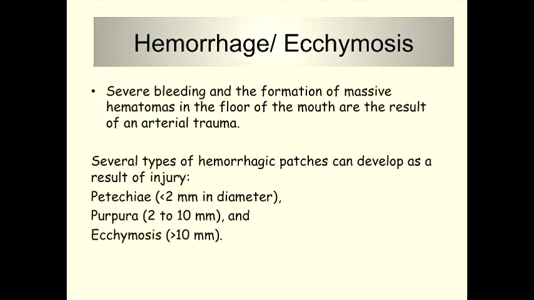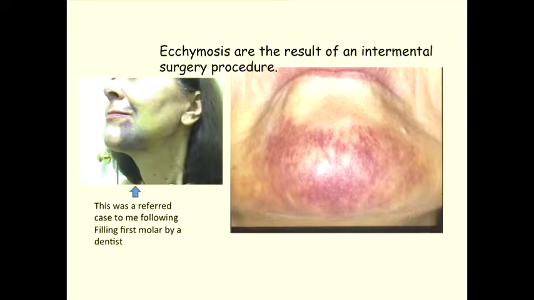It can also happen, and I'll show you a case of mine. It can happen after venous injury, for example, the pterygoid plexus of veins. There are several types. You can have petechiae, little spots on the face, purpura, a little bit bigger, or ecchymosis. Here's my case.